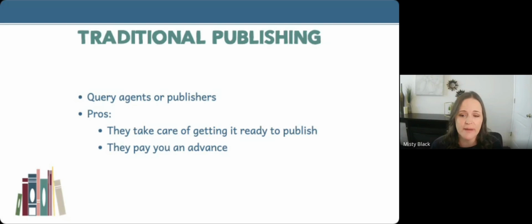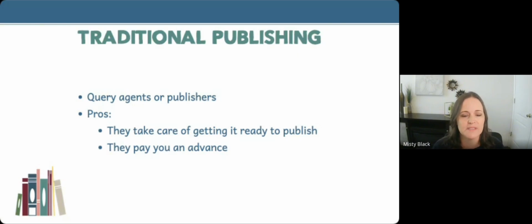You can also send your manuscript directly to smaller publishers who don't require you to have an agent. The pros of traditional publishing are that once you found a publisher, they will take care of getting it ready to publish. Traditional publishers should pay for the editing, the illustrations, the formatting, and getting the book printed. Larger publishers will also arrange distribution and getting it into stores, and they should pay you in advance on royalties.